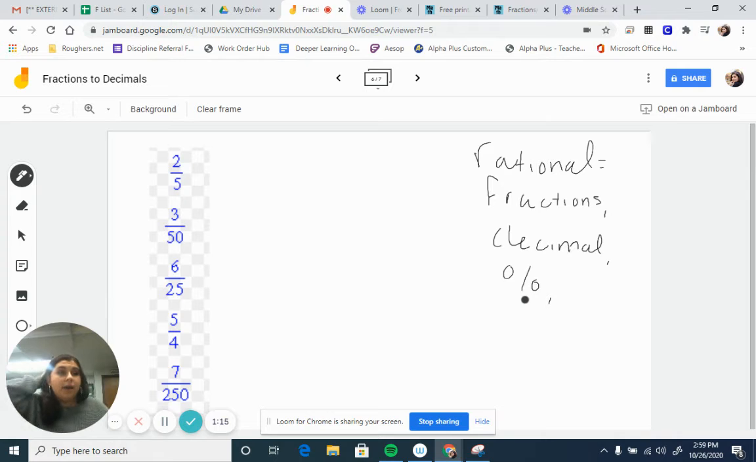So today we're talking about how to turn fractions into decimals, and I'll also go a step further talking about how to turn decimals into percents a little bit more, just so we know how to do this. All of these are examples of rational numbers.